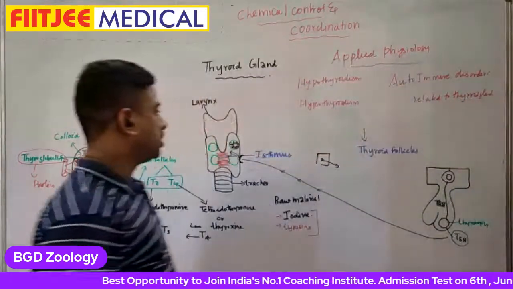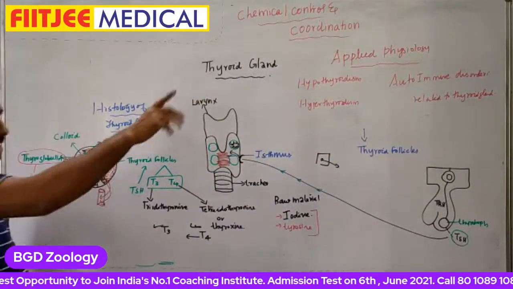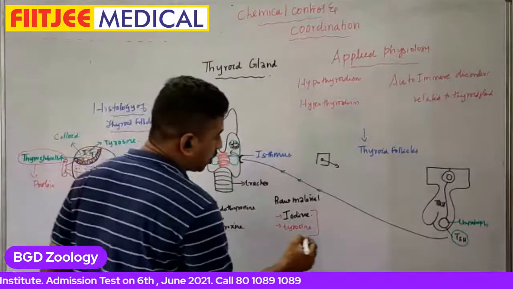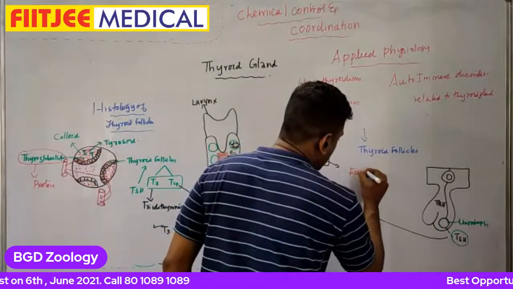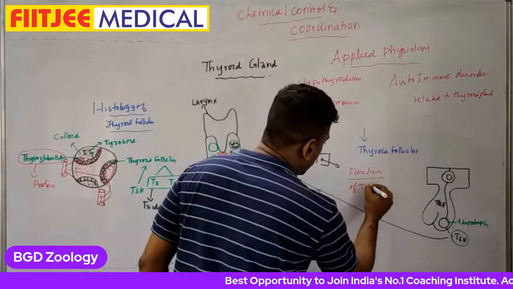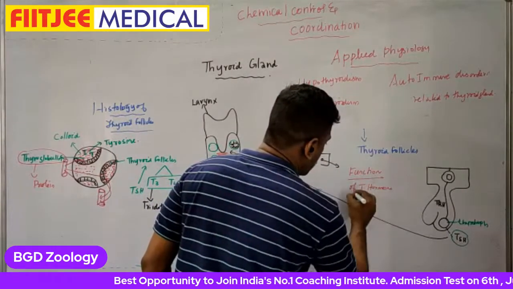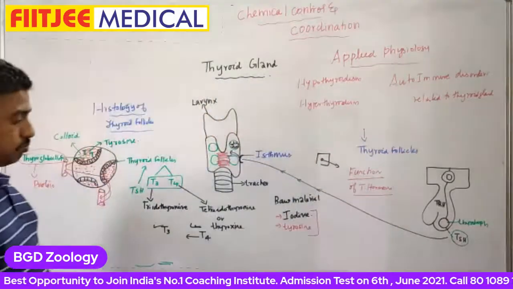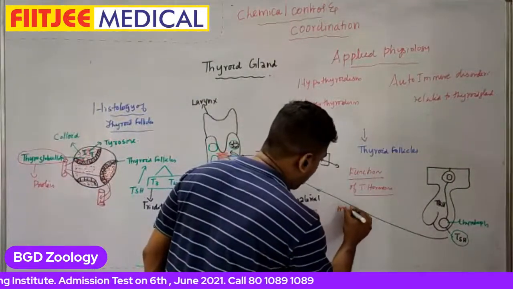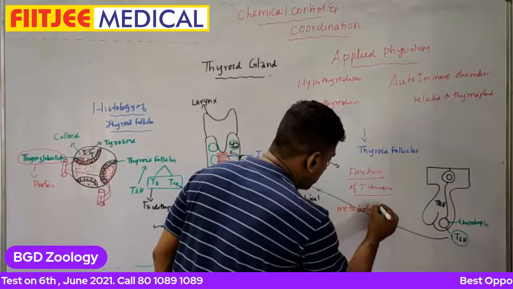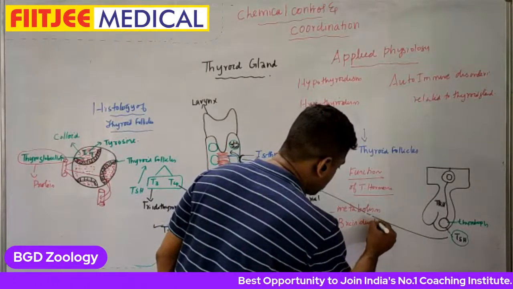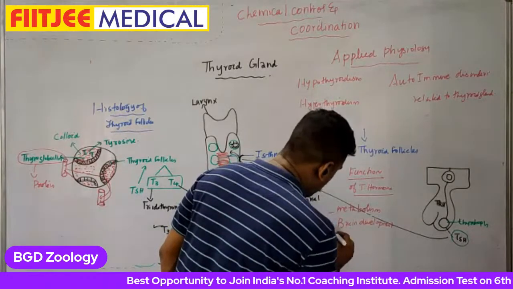Right? So listen, before we discuss this applied physiology part, we have to really understand what the functions of thyroid hormones are. Thyroid hormones have many functions. One of the main functions: they are very important for our metabolism, the brain development, growth.